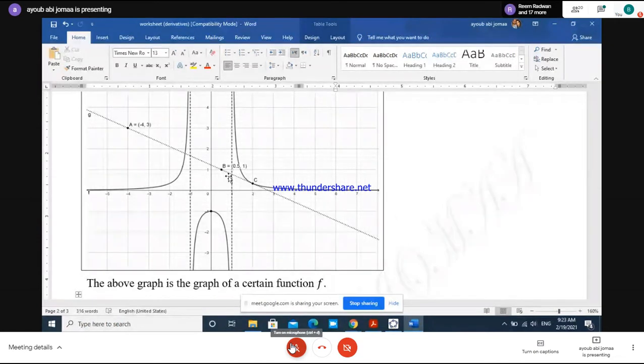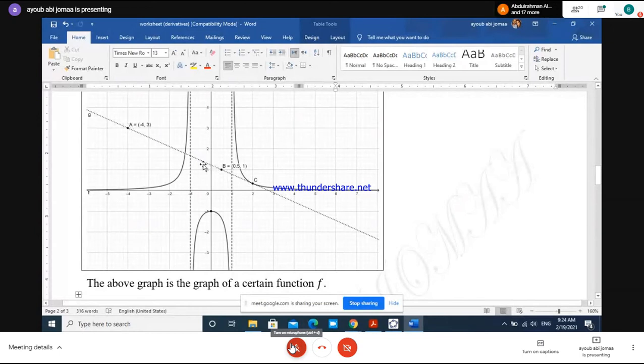This dotted line is tangent to the graph at point C. It has no relation to an oblique asymptote. If it is an oblique asymptote, then at positive infinity, or at negative infinity on this side, the graph should be very close to the line.